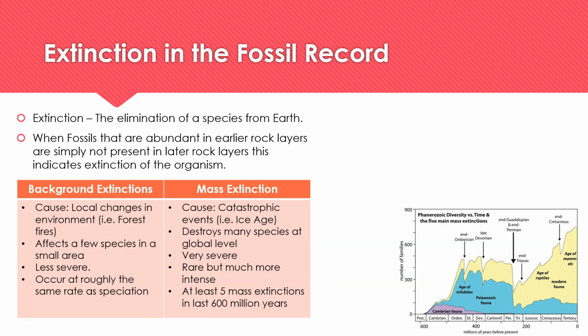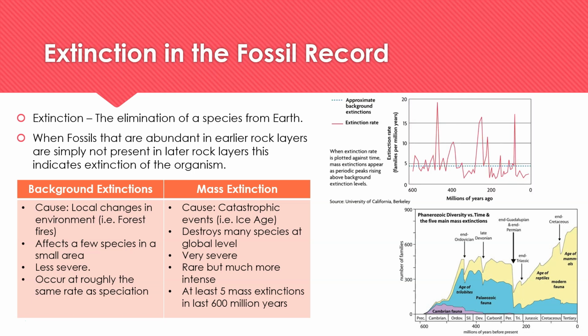Mass extinction, on the other hand, is normally because there's been some catastrophic event that has led to the destruction of heaps of different species at a global level. It's very severe. It's a lot rarer, but it's a lot more intense at the same time. There's been about 5 major mass extinctions in the last 600 million years or so. That's what scientists consider to be the number that we've seen happen.